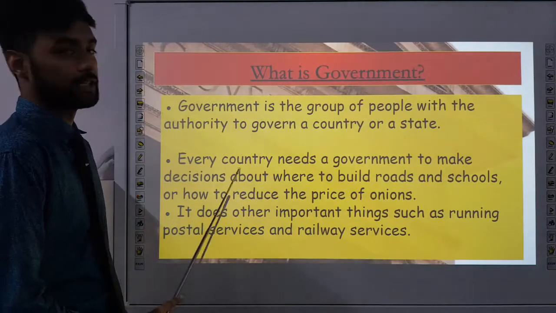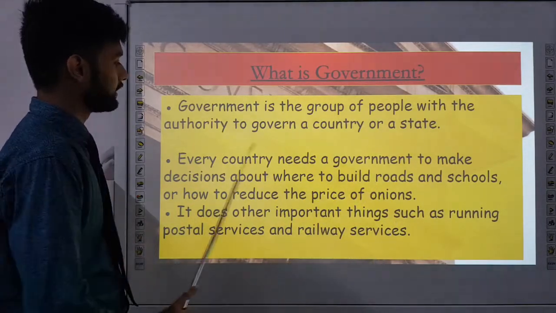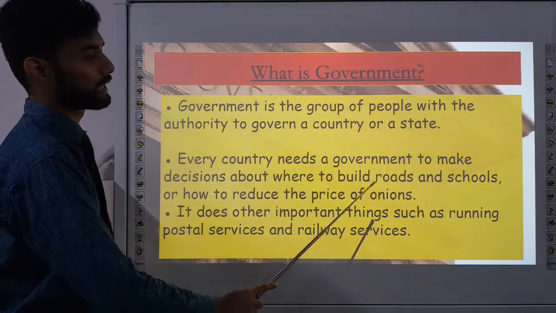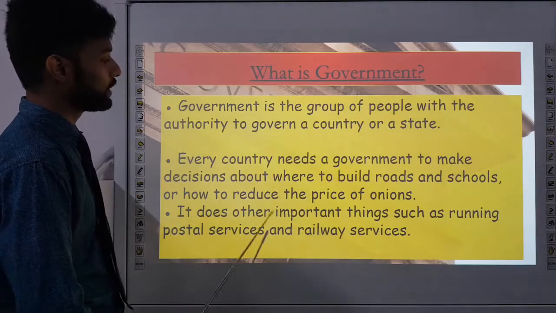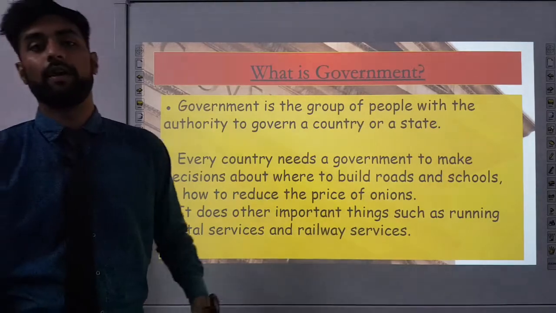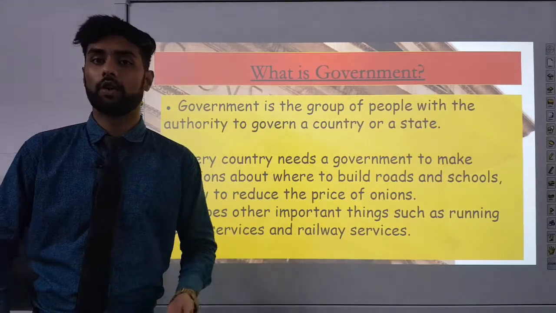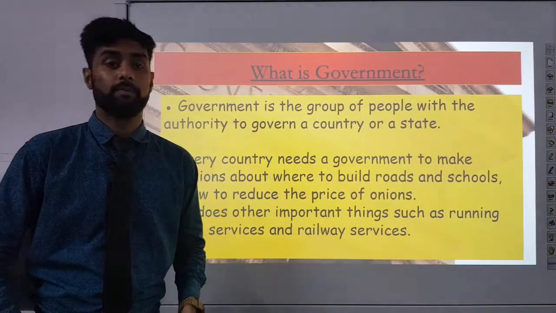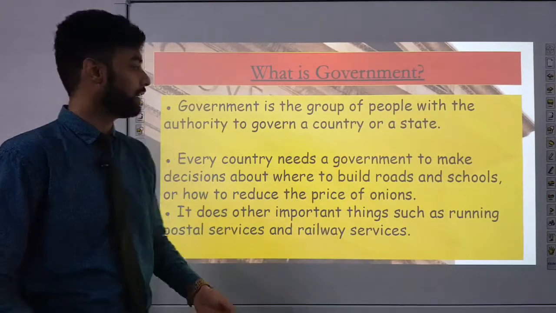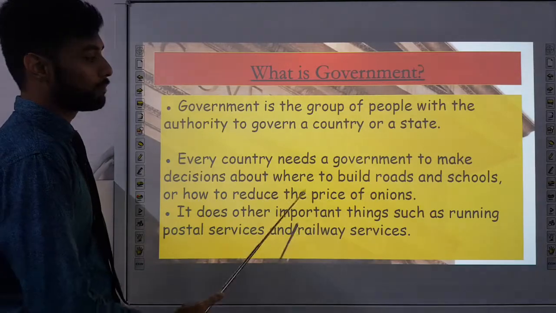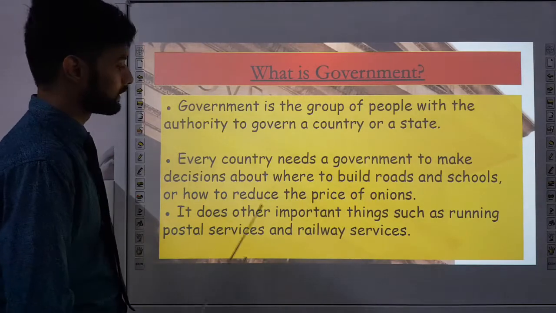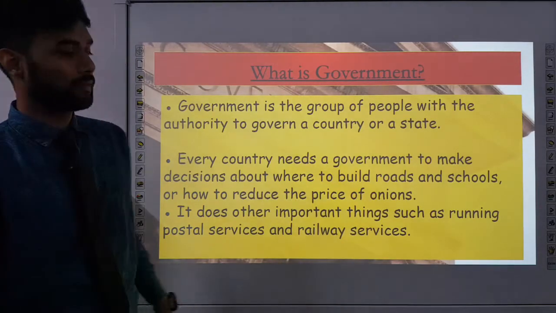Now, every country needs a government to make decisions about where to build roads and schools or how to reduce the price of onions. Now, in every country there needs to be an authority, a group who can take decisions on the behalf of the people, okay? Because not everyone can take decisions, okay? So it does other important things as well, such as running postal services and railway services, okay?